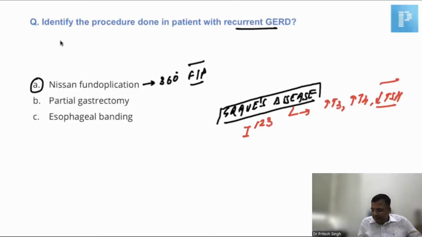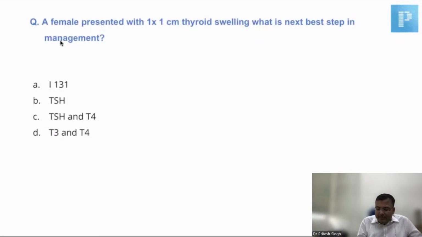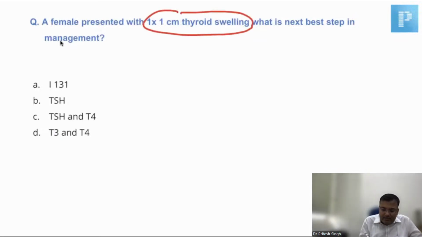Okay. Next question. Female presented, 1 into 1 centimeter thyroid swelling. Next best step. We have to go for what? T3, T4, TSH. So it is thyroid function test.